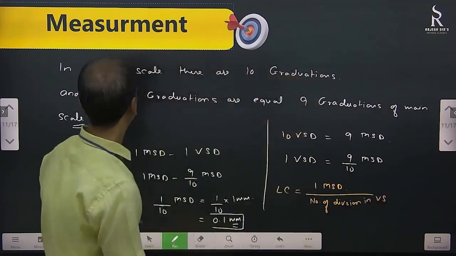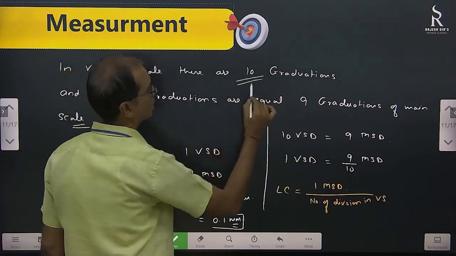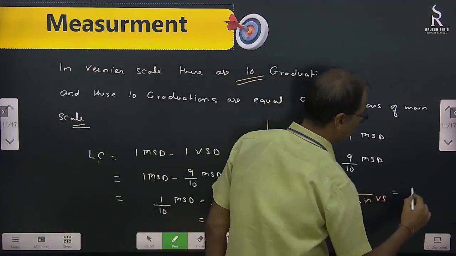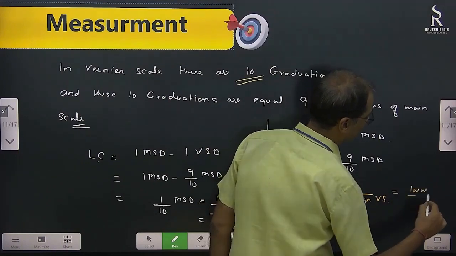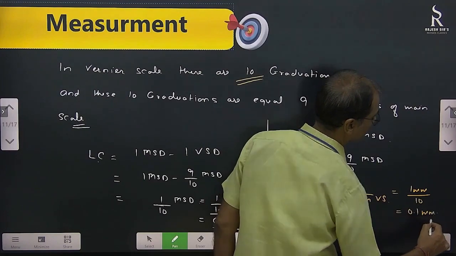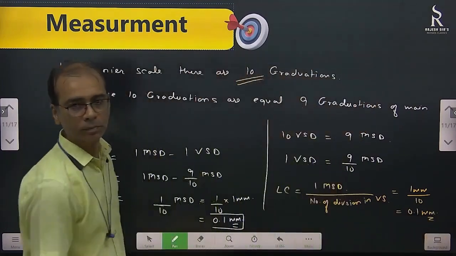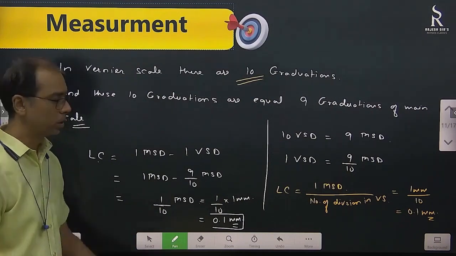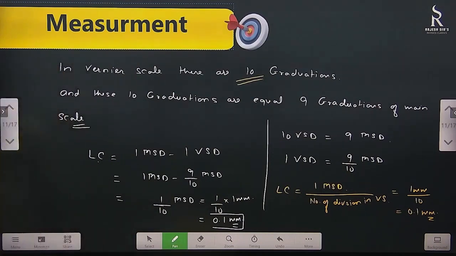In vernier scale, how many divisions do you have? 10. 1 main scale division means 1 mm. So 1 mm by 10. You can remember it this way. Okay, note. On this only there was one question. That question we will do first. Then we will go back to vernier calipers and understand that.